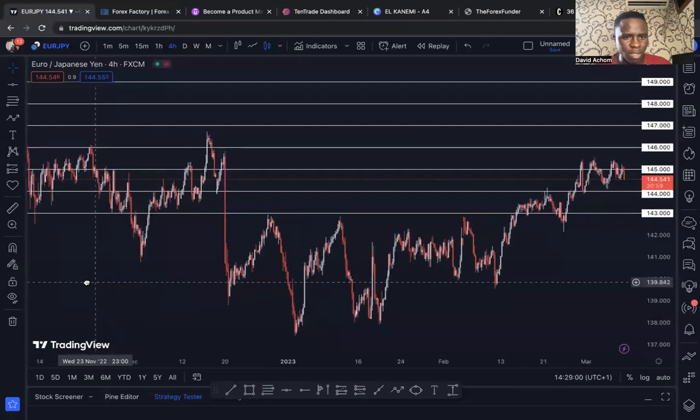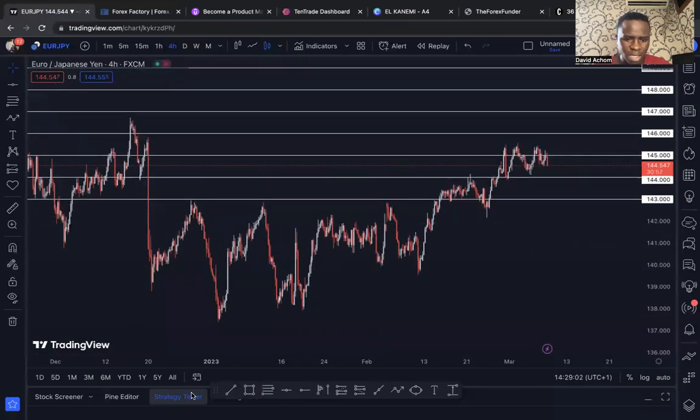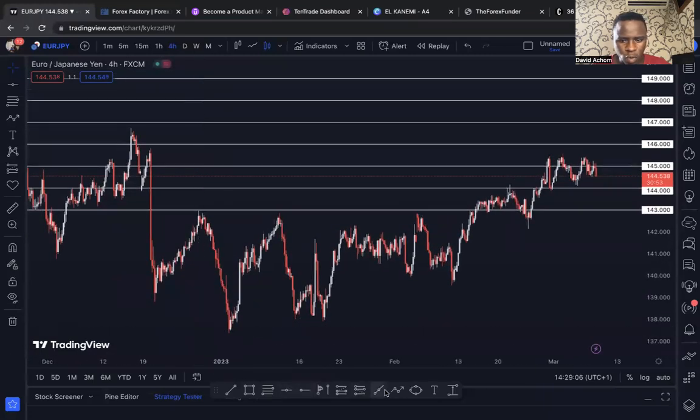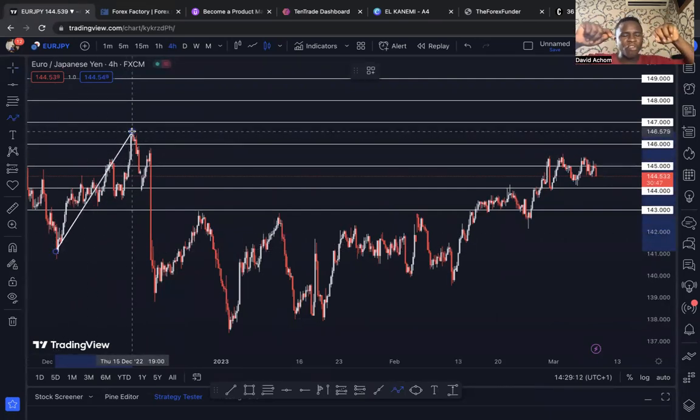Where should we pick it from now? Let's just pick it from here. Let's ignore the rest and pick it from here. So this is a low. This is a high. Before you can consider something a low, it must have taken out the previous low. Before you can consider something a high, it must have taken out the previous high.